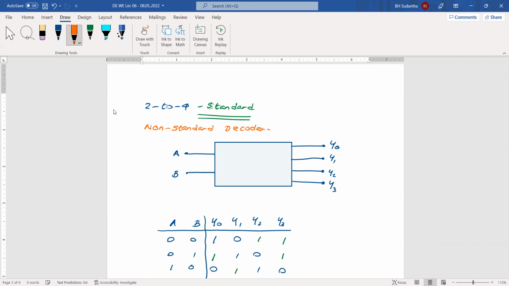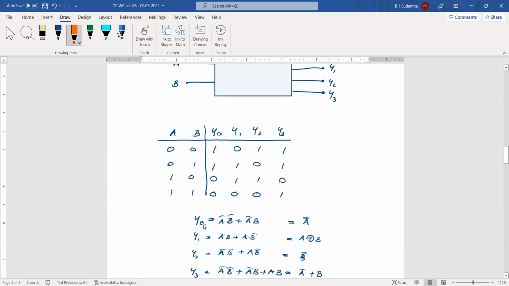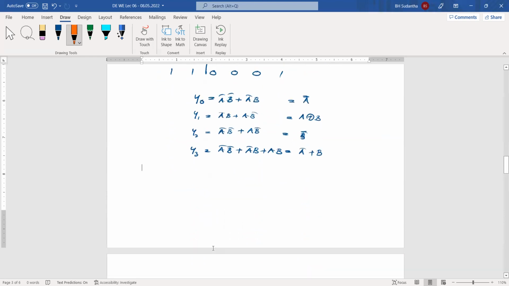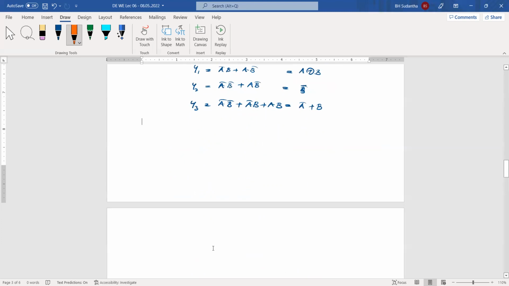Why do we say this is a non-standard decoder? Because it does not follow the standard truth table. We have some kind of deviations from the standard decoder truth table, then we say this is a non-standard decoder. But after that, the rest of the design process is the same. We can write output equations, do minimization if possible, and then for these minimized equations, we can draw the circuit. Then this is a kind of non-standard decoder.